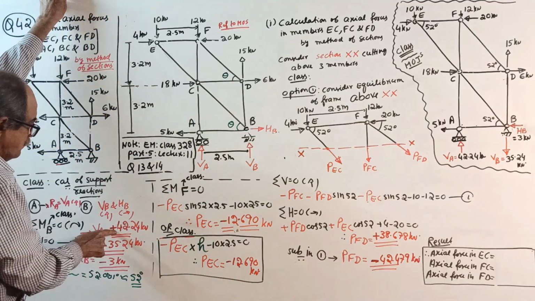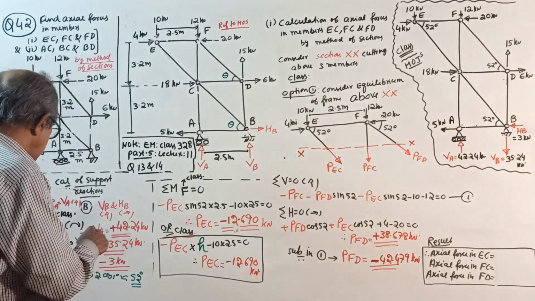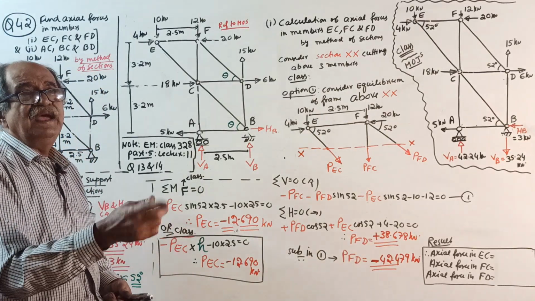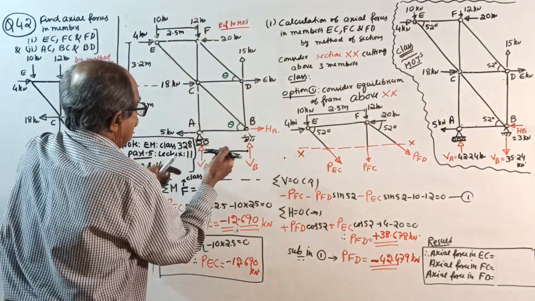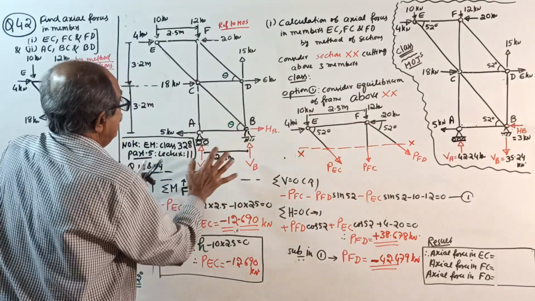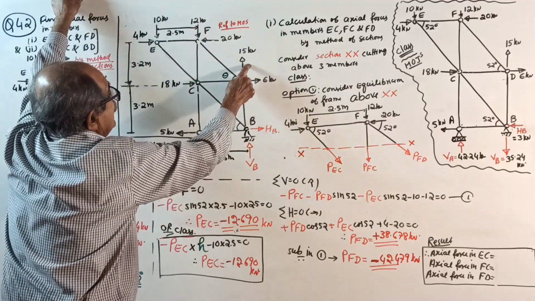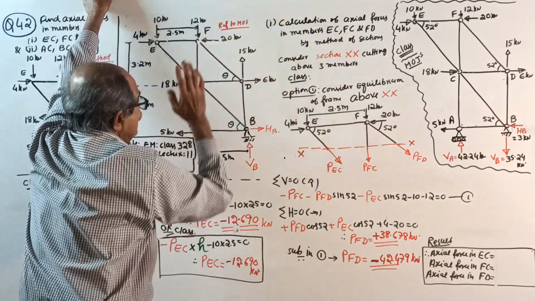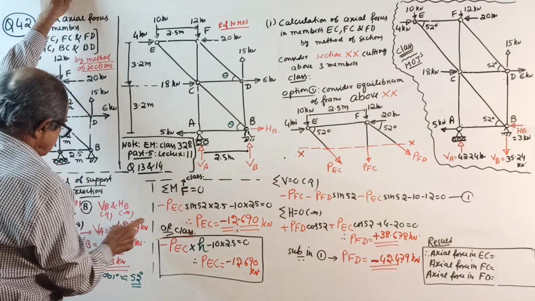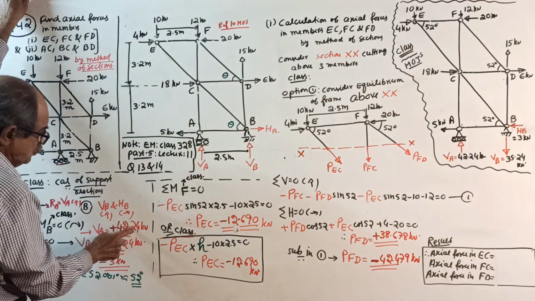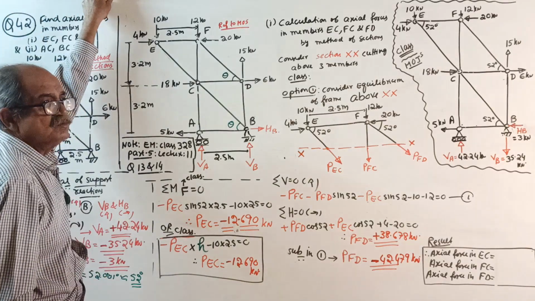Where is the answer? Plus 42.24 will come. Okay, then make sigma V equal to 0. Take upward positive: plus VA plus VB, minus 10, minus 12. Be careful here, plus 15 equal to 0. Where VA comes, substitute VA as 42.24. Your VB will come minus 35.24.